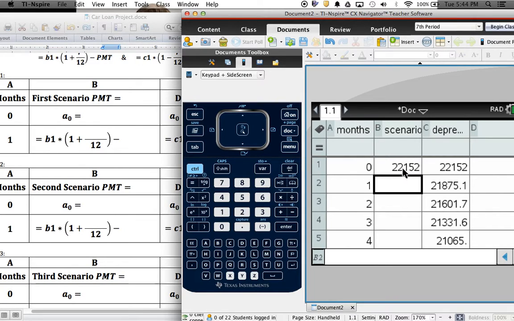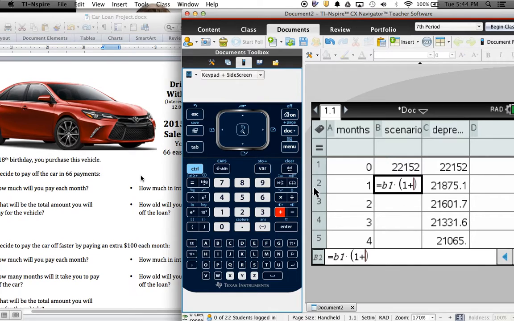All right, so again, put the equal sign. We want this value times, make sure you push the times symbol, and then open parentheses 1 plus the interest rate that you had for the car. And in this case, our interest rate was 12.8%.